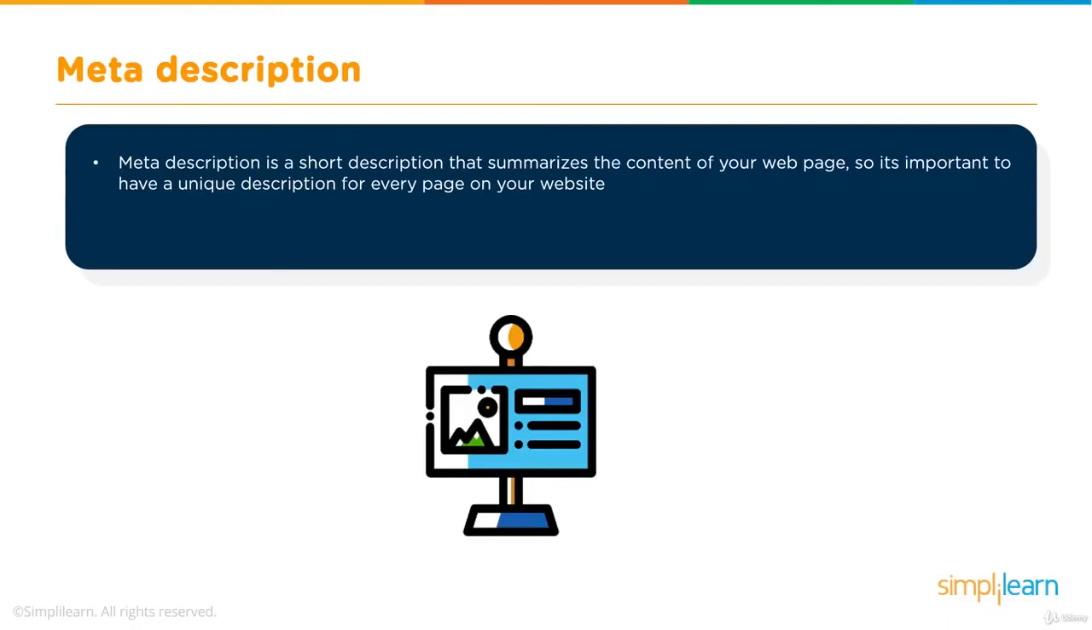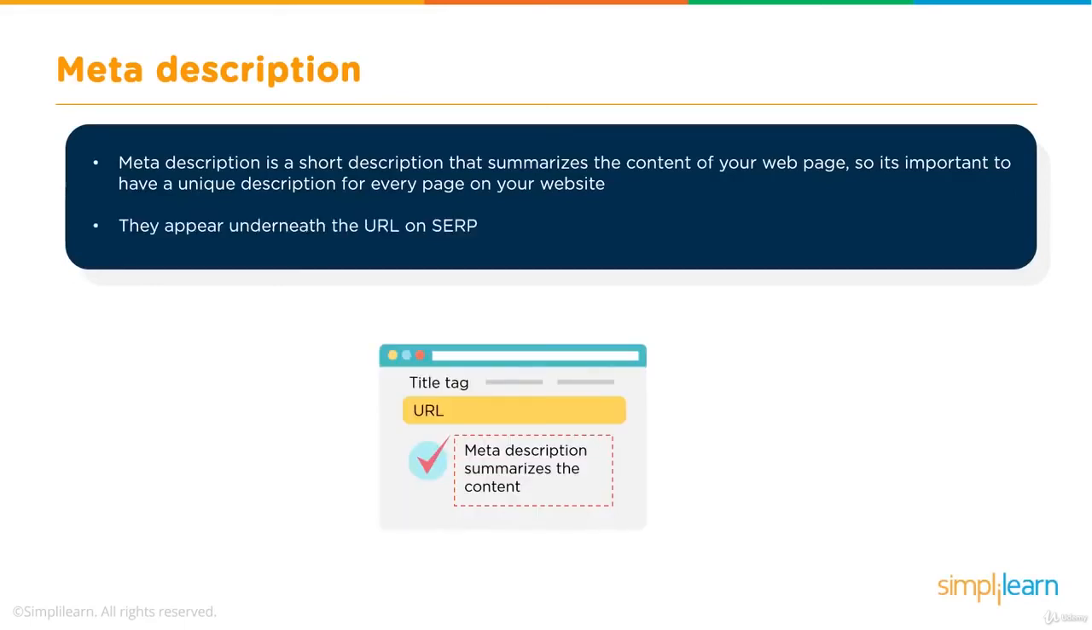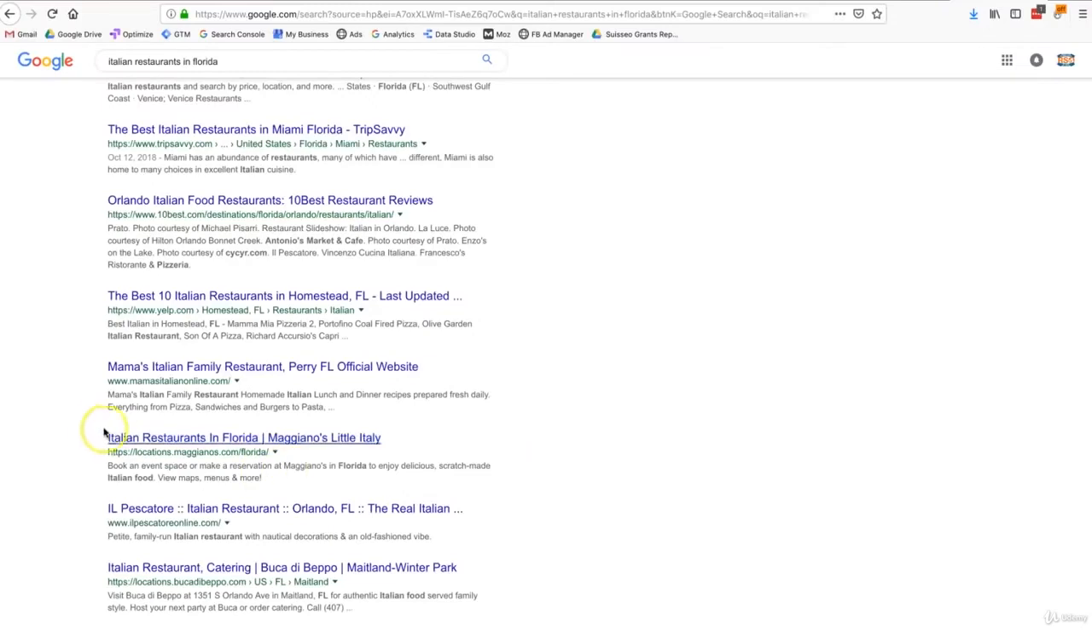So the meta description is just a short description about the content on your web page. So if the title tag is the title of the web page, the meta description describes the page. Okay, so it's a description about what that page is. So the meta description appears under the title tag and then the URL. So if we go back to our Google search results, we look here, Italian restaurants in Florida, Maggiano's Little Italy is the brand or the restaurant. We could see the URL, which is underneath the title tag. And then here we could see the meta description.